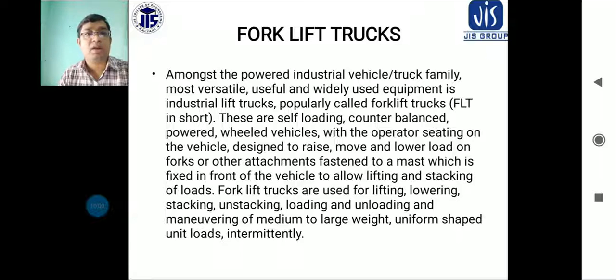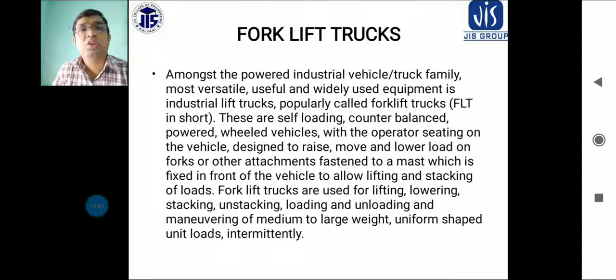The forklift trucks are used for lifting, lowering, stacking and unstacking, and loading and unloading of medium to large weight, uniform, safe unit loads intermittently. Basically, this is required for the stacking of your materials, and you use forklift trucks for that. In some cases it is required for unstacking as well. In unstacking conditions, the forklift truck is used in many ways. Loading and unloading is also greatly affected by the movement of the forklift trucks.